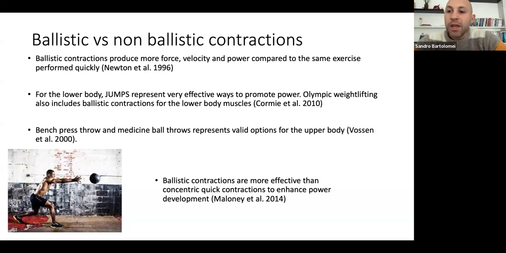Okay, maybe perform them to increase your power endurance, so the ability to produce power even when you are tired. That may be important in some sports. However, that is not optimal to stimulate maximum power.